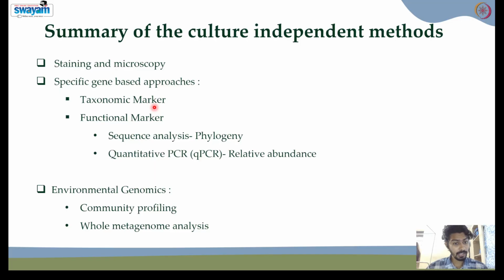In the case of bacteria, or if you are focusing on eukaryotic or fungal microorganisms, then you can go for 18S rRNA or ITS sequencing. These are specific conserved regions which help us to identify the microbes that are present in any environmental sample. So it is very important to understand the taxonomic marker: 16S rRNA in the case of prokaryotes, and 18S rRNA if it is eukaryotes. These are called taxonomic markers. They help to identify the microorganisms that are present in the sample.